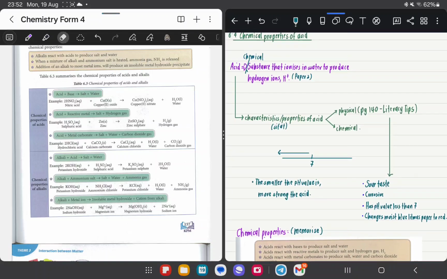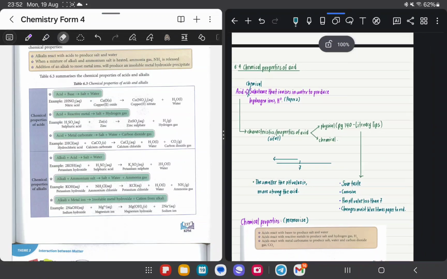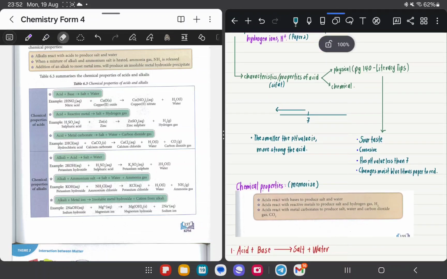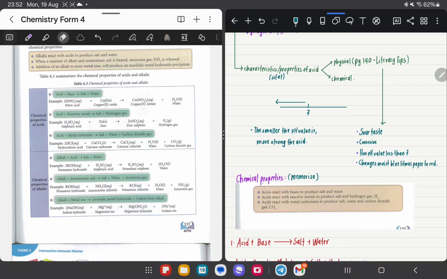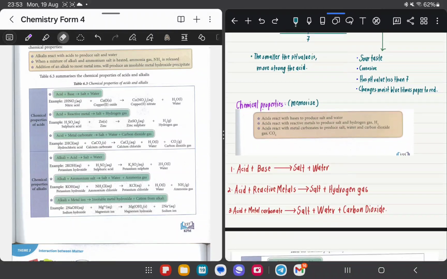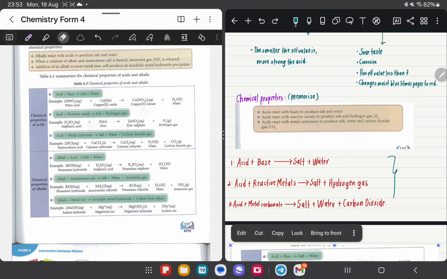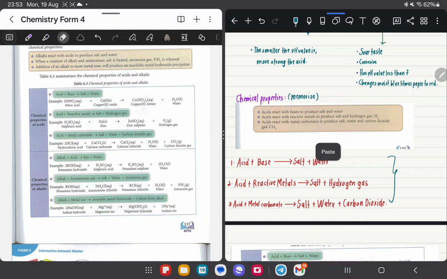Okay, I want you to copy these notes, do it in your test pad. Remember that you should know the physical and chemical properties, especially chemical properties, because SPM questions revolve around the usage, the application of chemical properties. So saya akan sambung in another video. And ingat yang ni wajib tulis, wajib tulis and hafal.